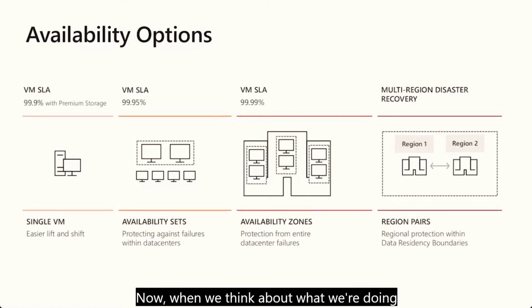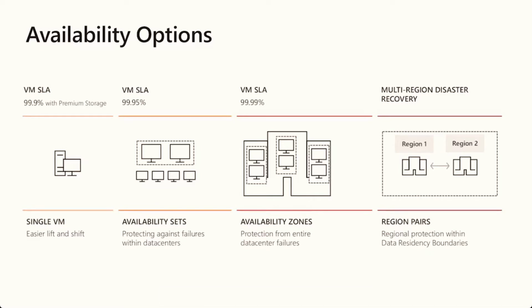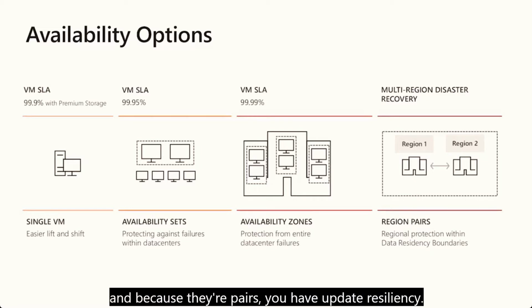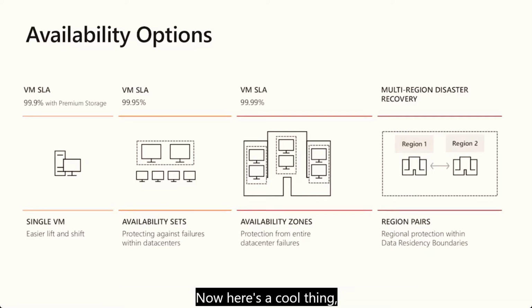Now, when we think about what we're doing with a zone, you're basically saying, Microsoft, I don't want a data center to bring down my solution. If something happens, I don't want it to bring down my solution. There's another way to do it, and that's when we talk about region pairs. You could deploy one VM in region A and one VM in its region pair, and guess what? You now have data center resiliency, and because they're pairs, you have update resiliency. So there are ways to design solutions to leverage the built-in architecture for Azure. With that said, most customers live in zones or sets when they're trying to design that resiliency. Now here's a cool thing.